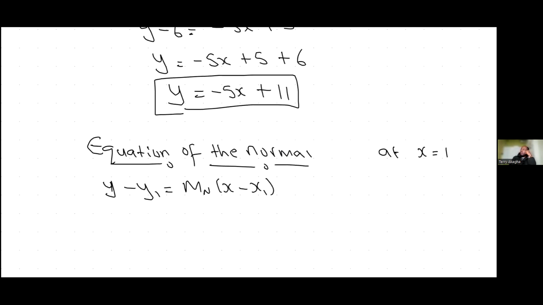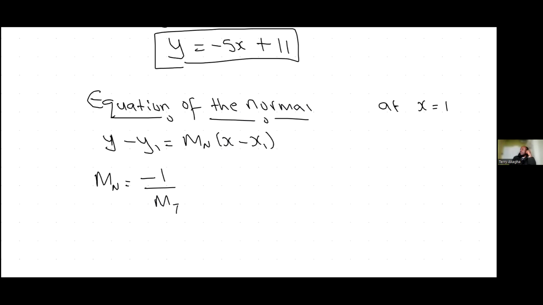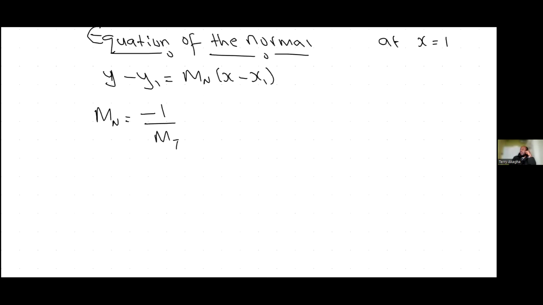Right, so we also know that Mn, so please go back to my previous video. I'm assuming that you've watched this and you understood the concept of finding the equation of a normal. In the previous video, I wrote the steps on how to calculate the equation of a normal. It's equal to minus 1 over the slope of the tangent. The tangent, the MT, we already found MT to be minus 5. So therefore, the Mn is going to be minus 1 divided by minus 5.